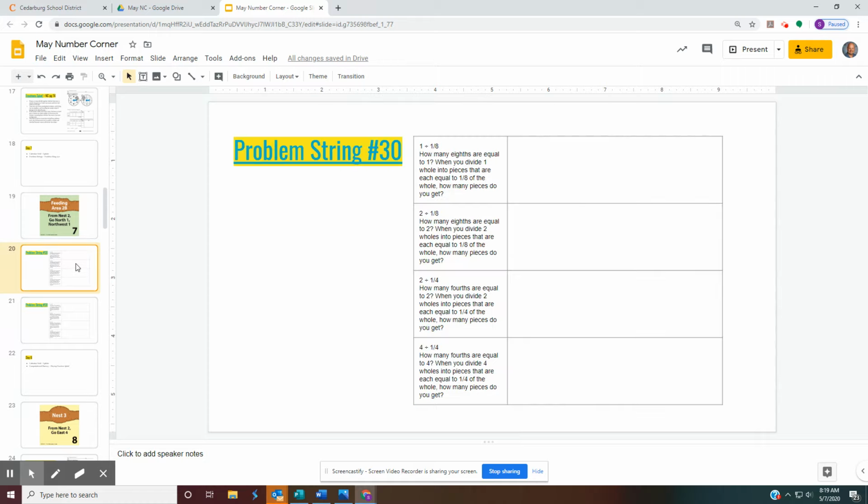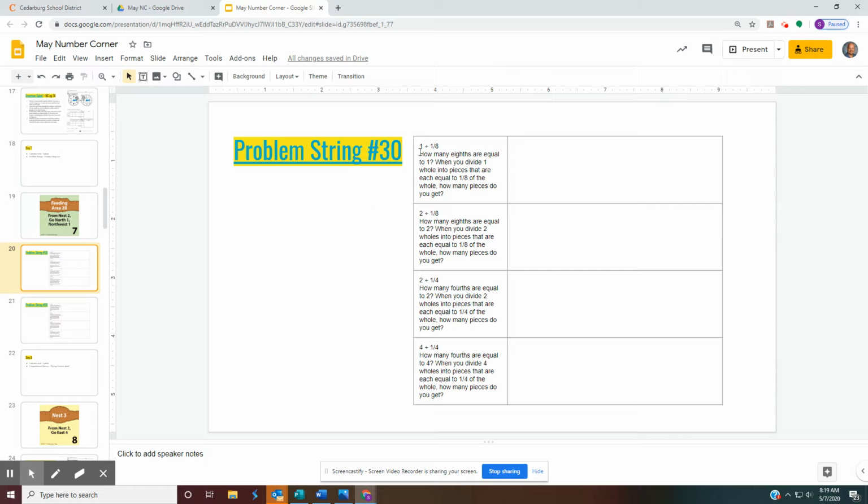Okay, for our problem string today, we're going to divide by fractions. Yesterday, or 2 days ago, we multiplied fractions. Now we're going to divide fractions. So you're going to have to do a little imagination, okay? And you're going to have to use that imagination to kind of help us figure this out, okay?